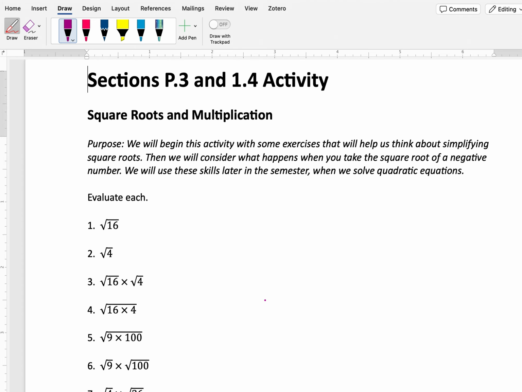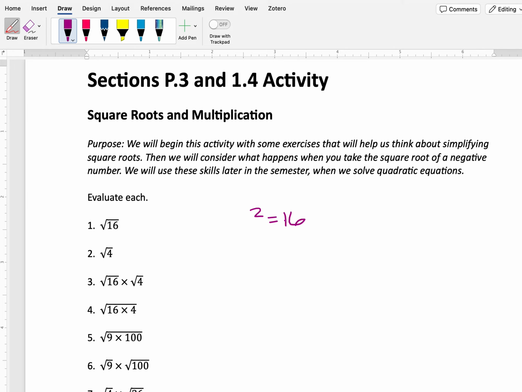So first, here we have the problem of evaluating the square root of 16. So we need to remember what square roots mean. Square root means that you're looking for the number that when you multiply it by itself is equal to the number that's under the square root. Or in other words, the number that's squared, when you square it, you get 16.